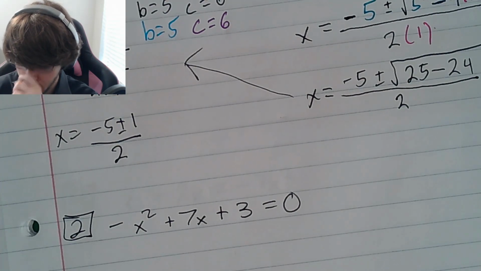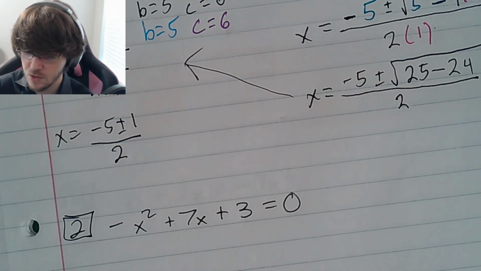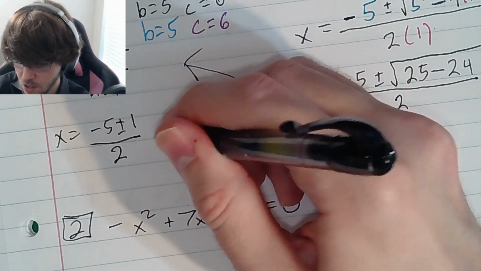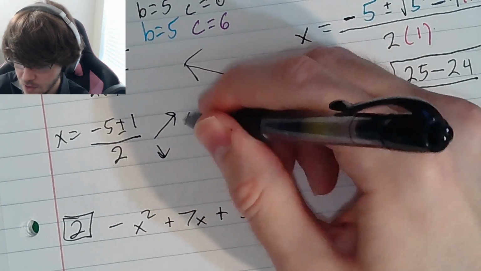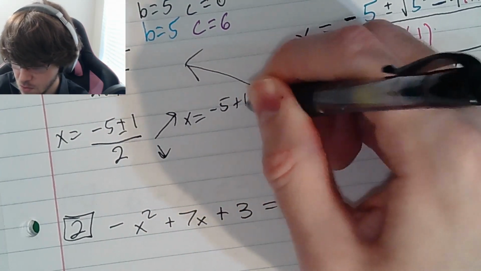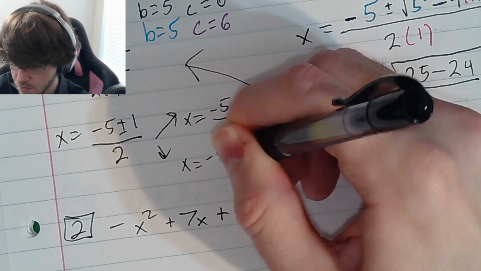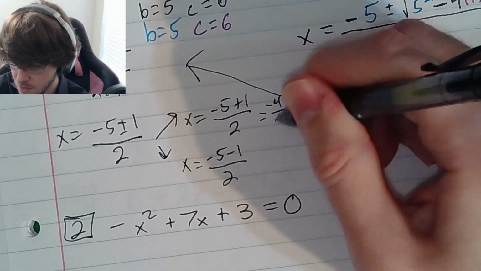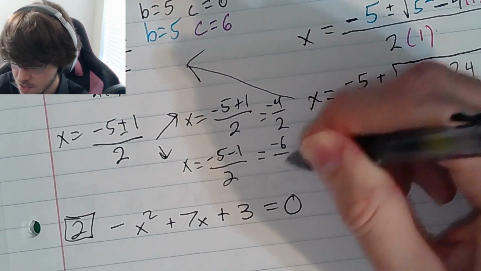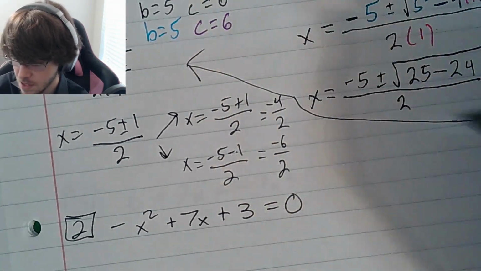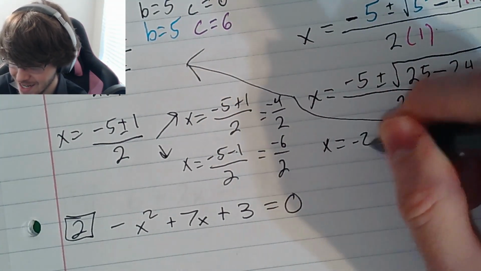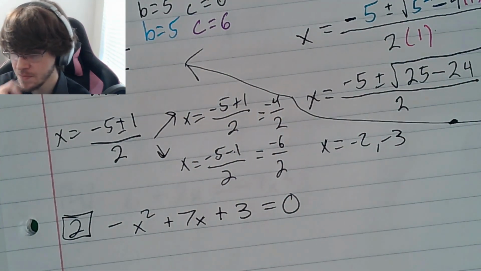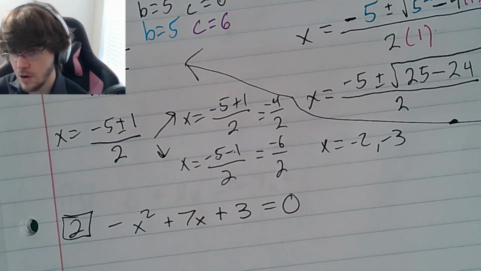Now, just like before, where we had 2 separate answers for these questions, we again have 2 separate answers, and this is the part where we actually need to start writing that. So we're going to split this into 2 parts. I'm running out of room, so I'm going to do it like this. We have x equals -5 plus 1 divided by 2, and x equals -5 minus 1 divided by 2. -5 plus 1 is -4 divided by 2. -5 minus 1 is -6 divided by 2. Finally, my answers are x equals -2 for this guy and -3 for this guy.